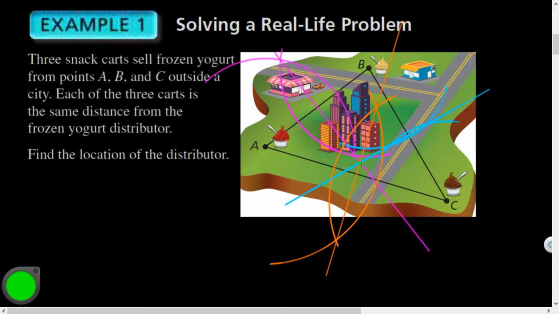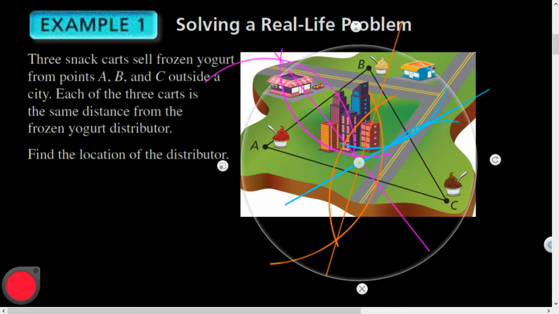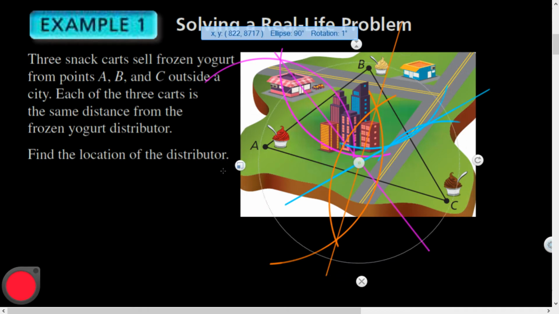All right, but this is where my froyo distributor is. And let's actually see, because this is the concern, gentlemen. Is this point actually equidistant from A, B, and C? How could I show that? I could measure it, but if I use my compass tool, make it center there, and then I swing through.